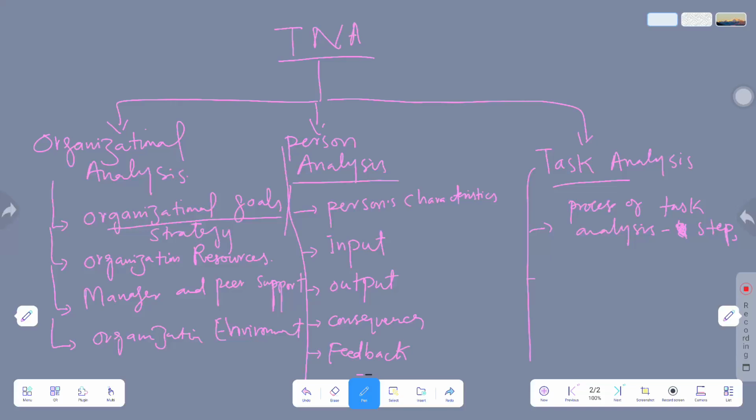But along with the task, we have to determine the frequency, difficulty, and importance of different tasks. On the basis of importance, frequency, and difficulty, we will determine whether an individual needs to be trained in these tasks or not.